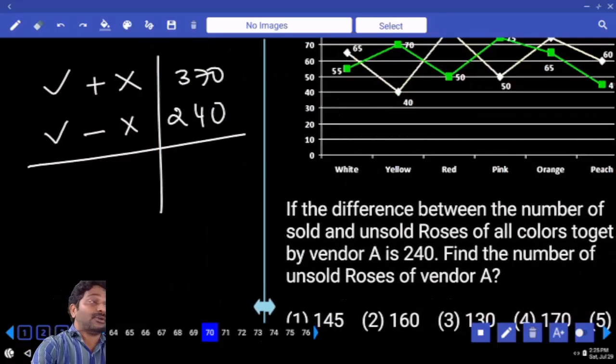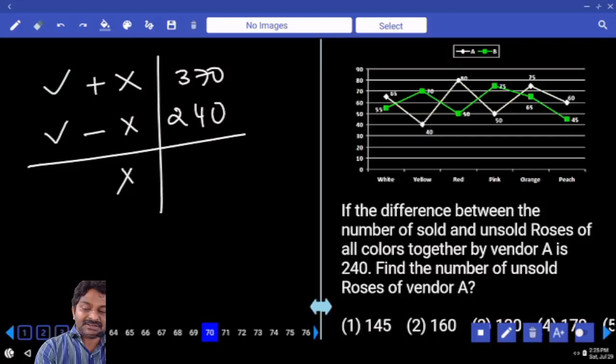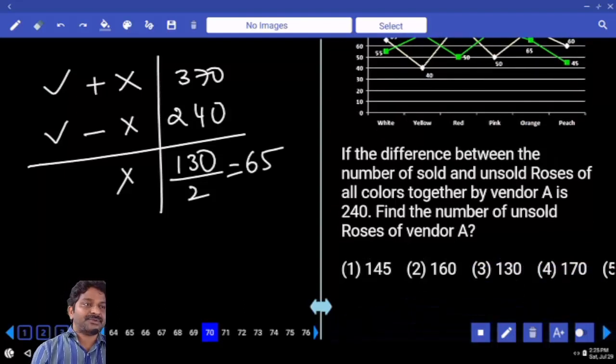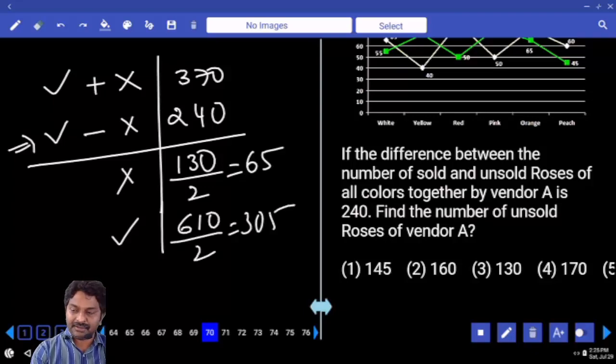We are assuming sold flowers are more than unsold flowers, and the question is about unsold flowers. How do you get minimum number? Difference by difference is 130 divided by 2. How much is it? 60. Do you have 65 in options? That means our perception is wrong. Sold minus unsold is wrong. Right. Now try to calculate the other fellow. Other fellow is sum divided by 2. How much is sum? 610 divided by 2. 305.